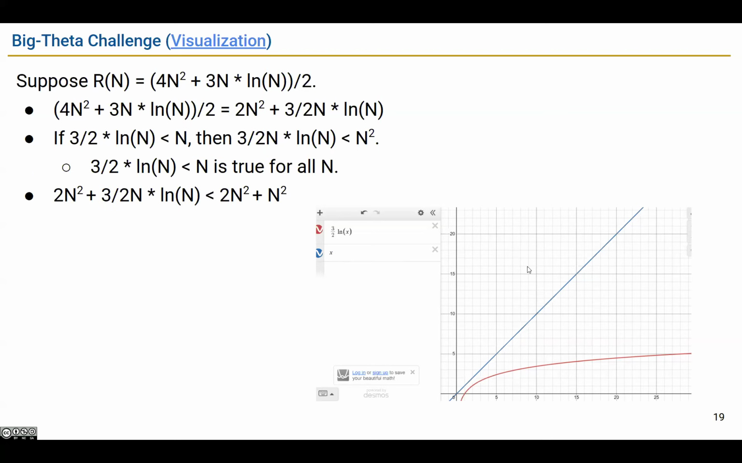But once we have that, that means that 3 over 2 n log n is less than n squared. So that means 2n squared plus 3 over 2 n log n is less than 2n squared plus n squared. We're just replacing this thing with something that's bigger. 2n squared plus n squared is what? 3n squared, which means that this statement is true. 2n squared plus 3 over 2n log n is less than or equal to 3n squared, which means we have shown that r of n is less than or equal to 3 times f of n.